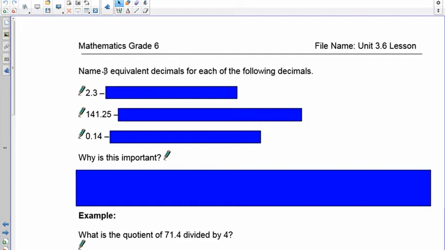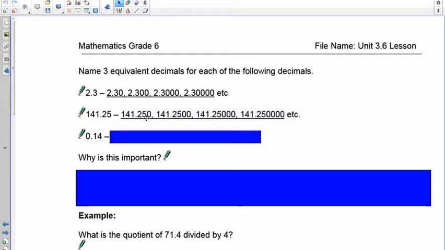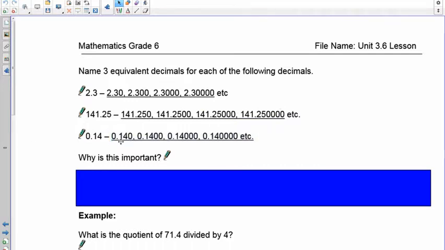Okay, now name 3 equivalent decimals for each one. So I'd like you to pause the recording and do 2.3 and this one and that one. All right, so 3 equivalent decimals for 2.3. You can add 1 zero, add 2, add 3, add 4, add 5, etc. 141.250, 141.2500, etc. And of course, 14.0, which is 140 tenths, 140 hundredths, 14 thousandths, etc.